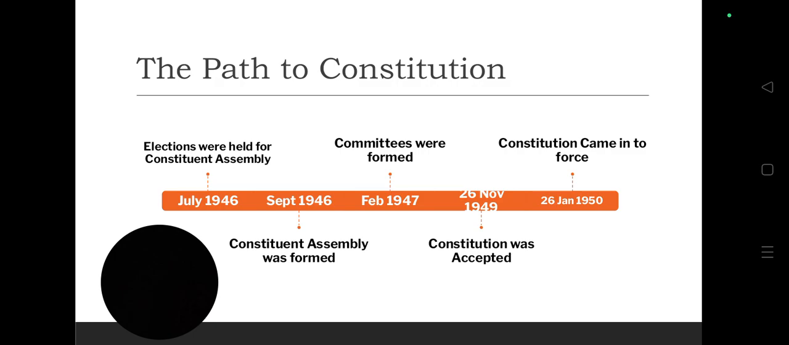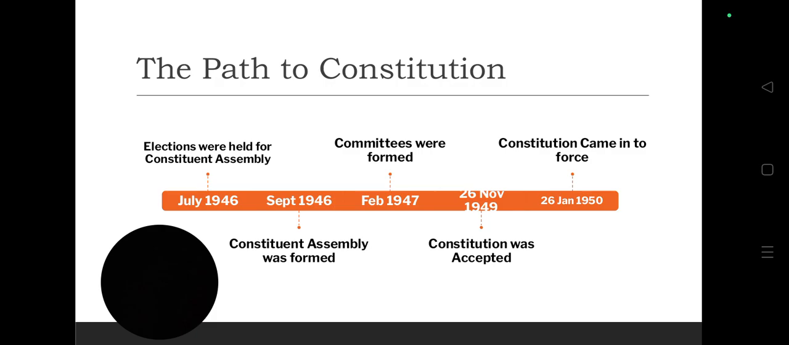And then, informally in December 1946, they met each other, introduced each other, discussed some of the issues with each other, and then they dispersed. And formally, once again, they met in the month of February 1947, where they formed some of the committees like the drafting committee, estimation committee, social welfare committee, and so on.